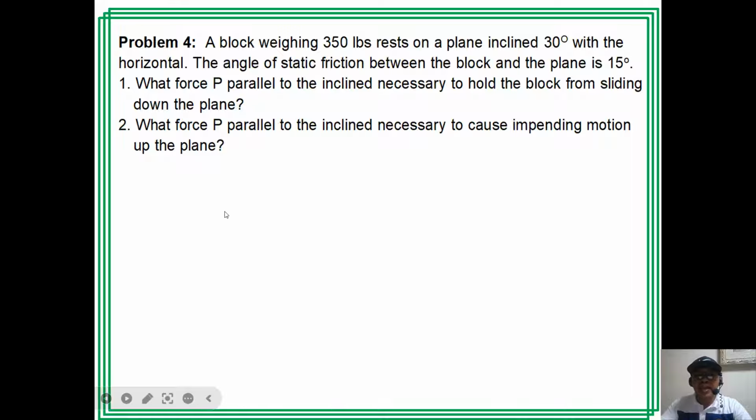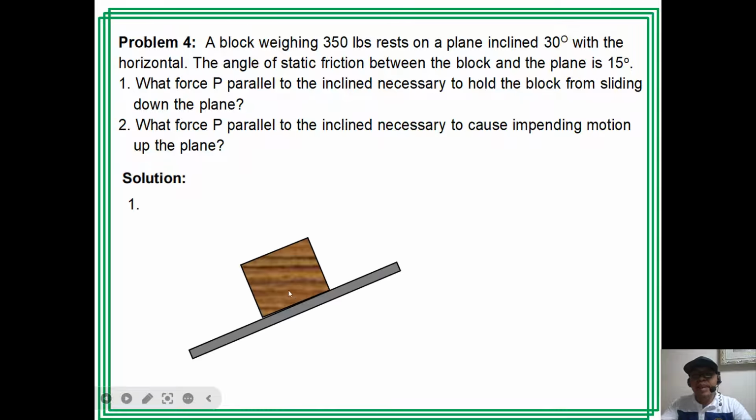Okay, and then I will solve number 1 first before I read and answer number 2. So we have here the block resting on a plane inclined at an angle of 30 degrees. What are the forces acting? We have the weight equal to 350 pounds. The weight can be resolved into a normal component, perpendicular to the surface, and a component parallel or along the surface. If this is angle 30, this is also angle 30 here.